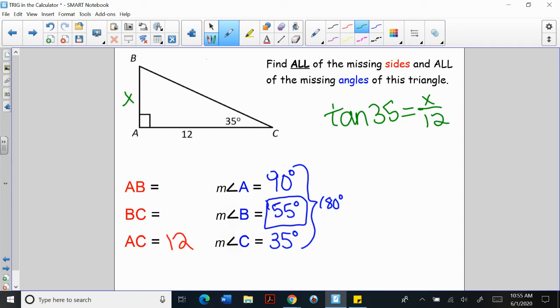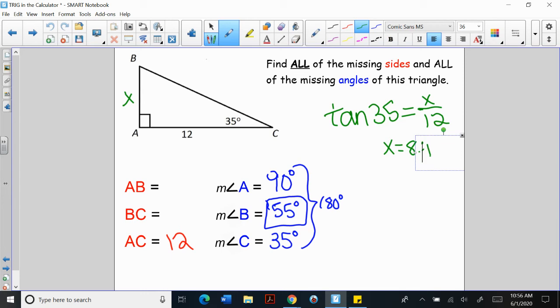Okay, so now solve it for me. Remember, multiply both sides by 12. Type that in your calculator in degree mode. You should get an answer for X. Okay, so for that side, I got 8.4. X is equal to approximately 8.4.